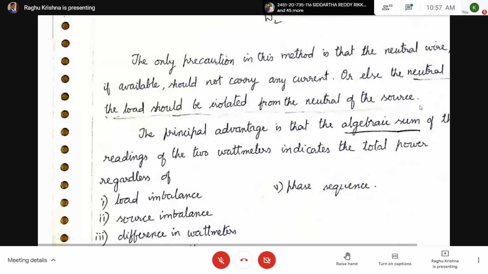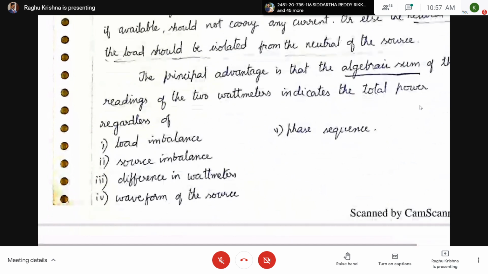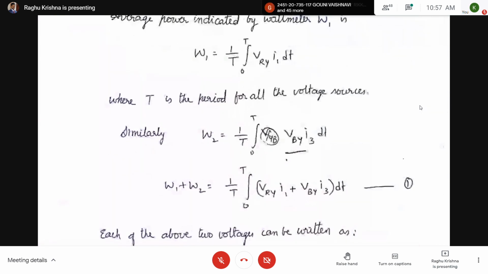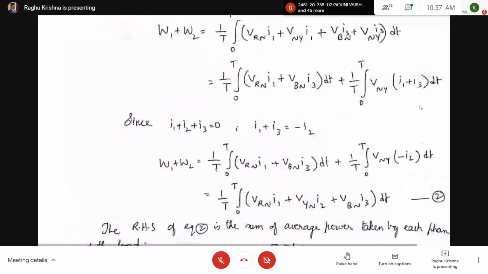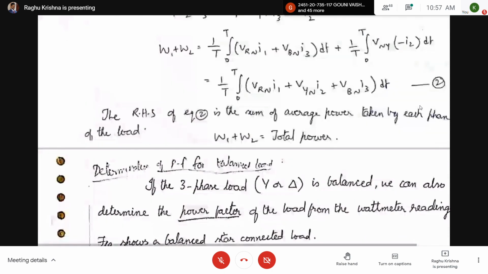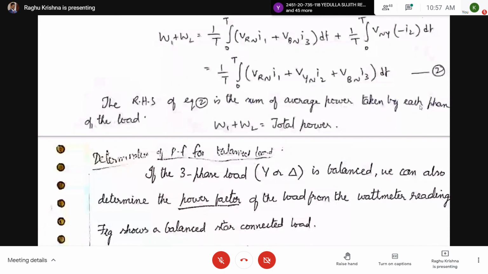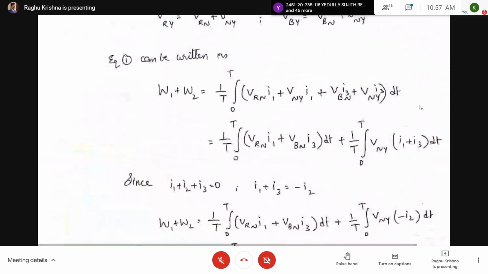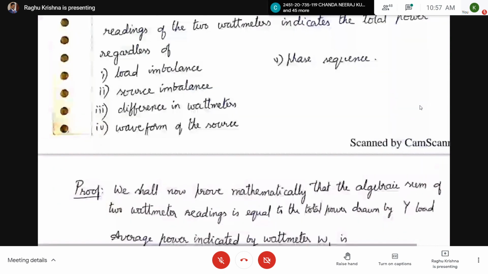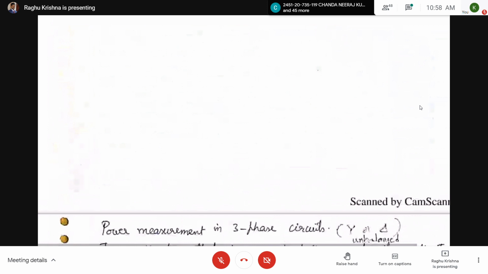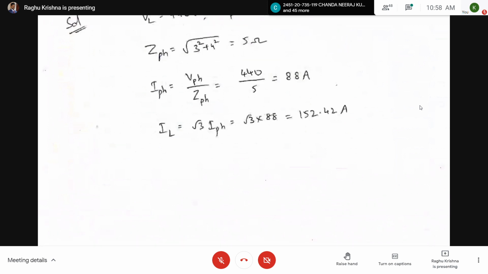So W1 plus W2 equal to total power. This I am going to explain in the next class. For your internal, up to star and delta connection. Up to star delta connection you have in the internal. Okay, if you have any doubts, you can ask me regarding star connection, delta connection.